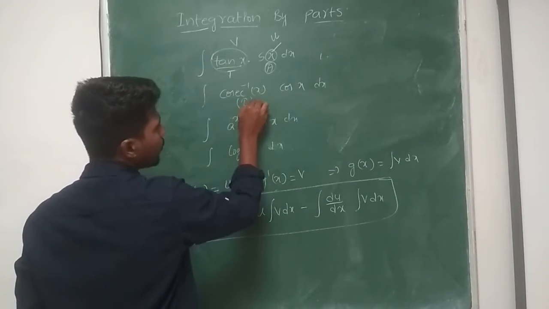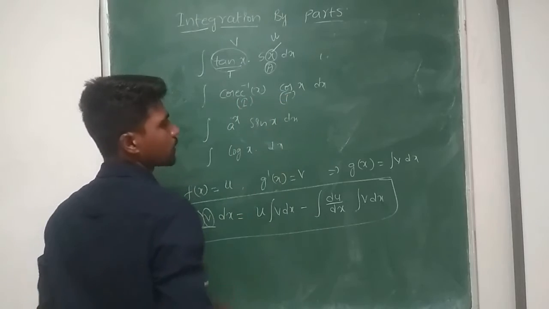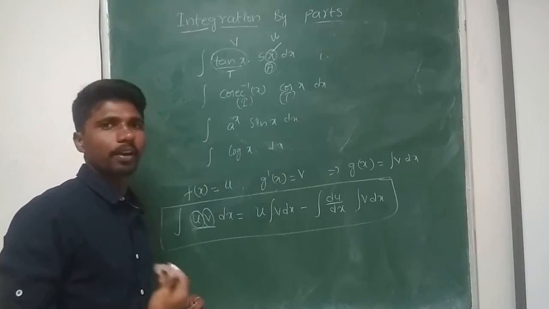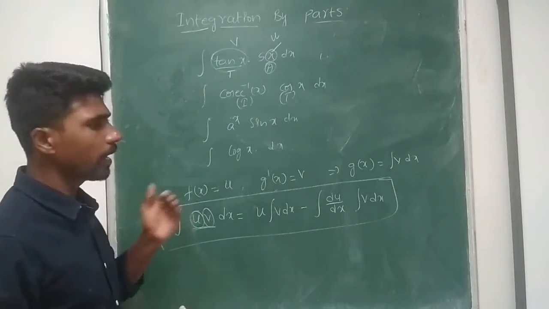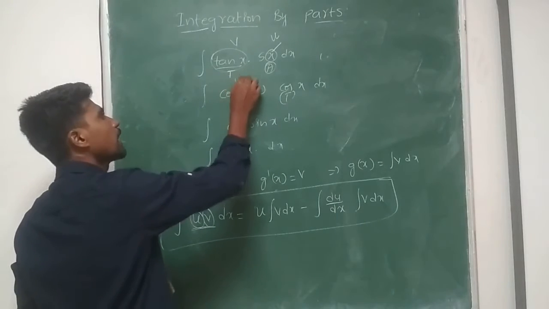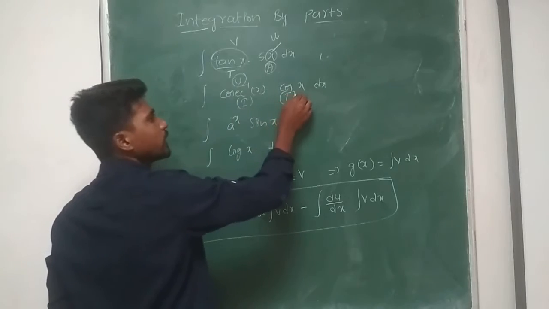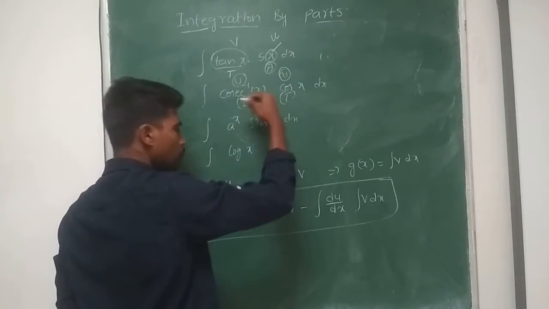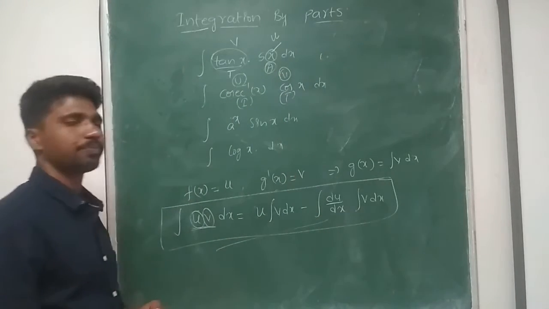Cosecant inverse x is an inverse trigonometric function and this one is a trigonometric function. So if I go to the priority level, I get I, L, A, T, E. The first one is I. So cosecant inverse x I have to consider as u and cos x I have to consider as v. Then I have to proceed with this particular form.